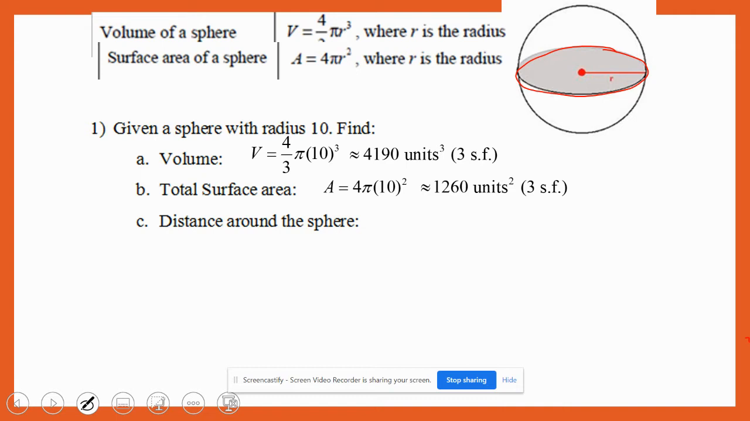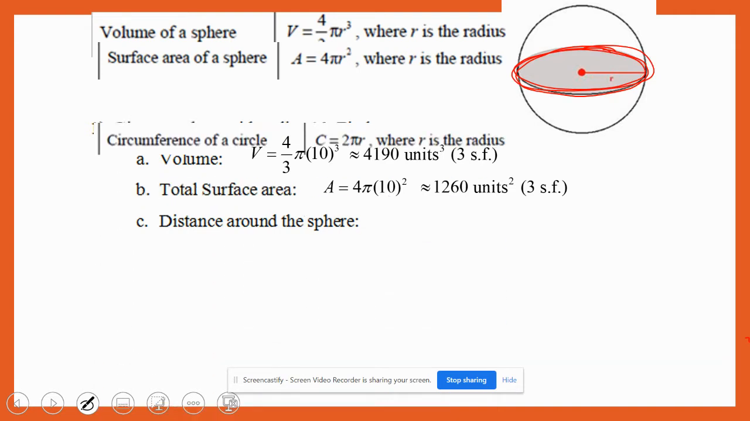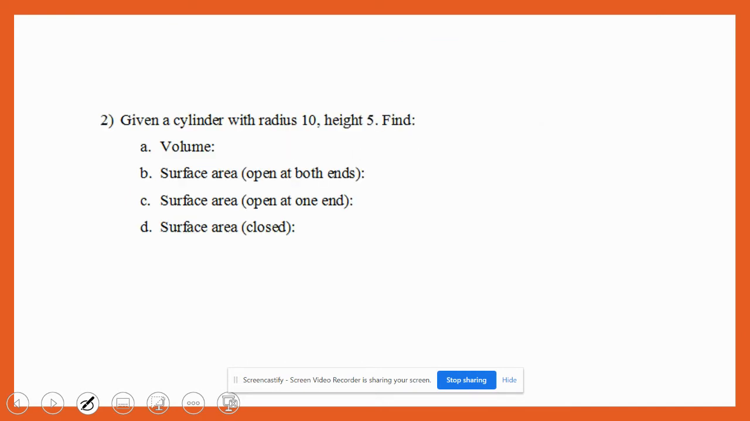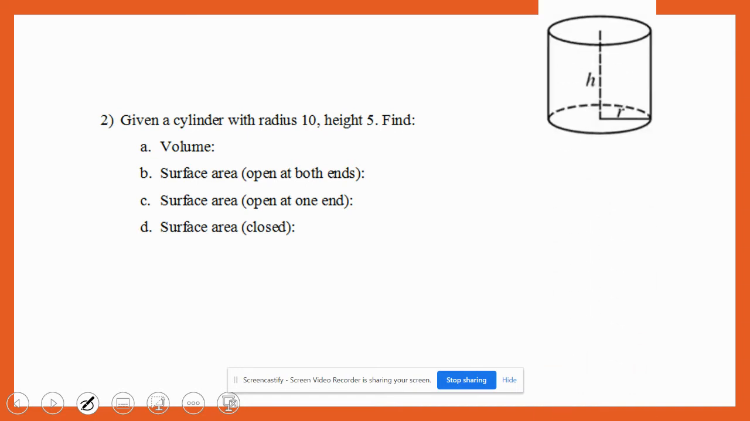Distance around, one circle around the sphere, that is the circumference. And that's 2 pi r or pi d. So again, just looking them up and finding those values. Pretty straightforward with a sphere. Cylinder, a can, if you want to think about a cylinder.